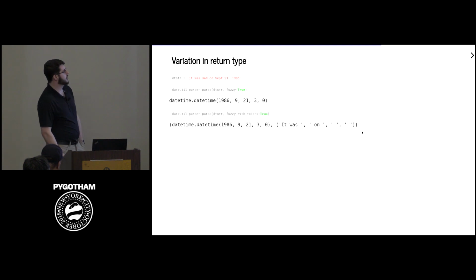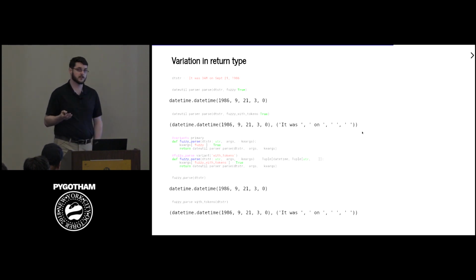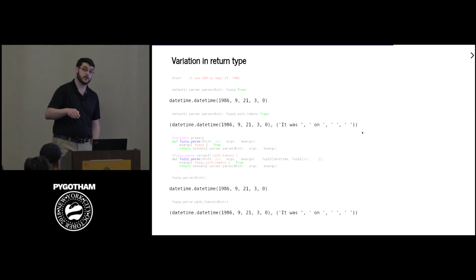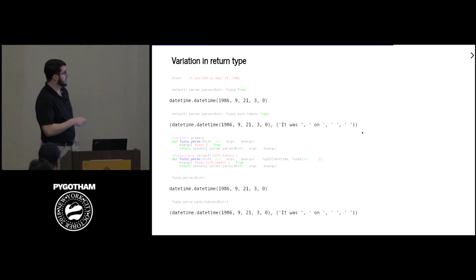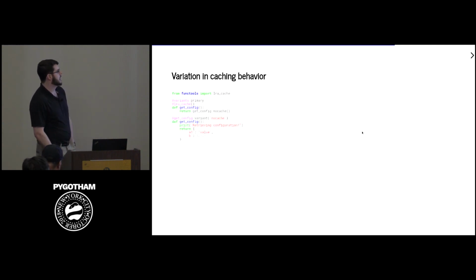And if we want to go back to the parser example now, you can get variation in return type. So you have this parser.parse. It has fuzzy and fuzzy with tokens. We could rewrite this as fuzzy parse, and the primary function just does fuzzy parsing. It always returns a datetime. And then you have a fuzzy parse with tokens, and that will always return a datetime with tokens. So now you have another clean version of a sort of messy interface.